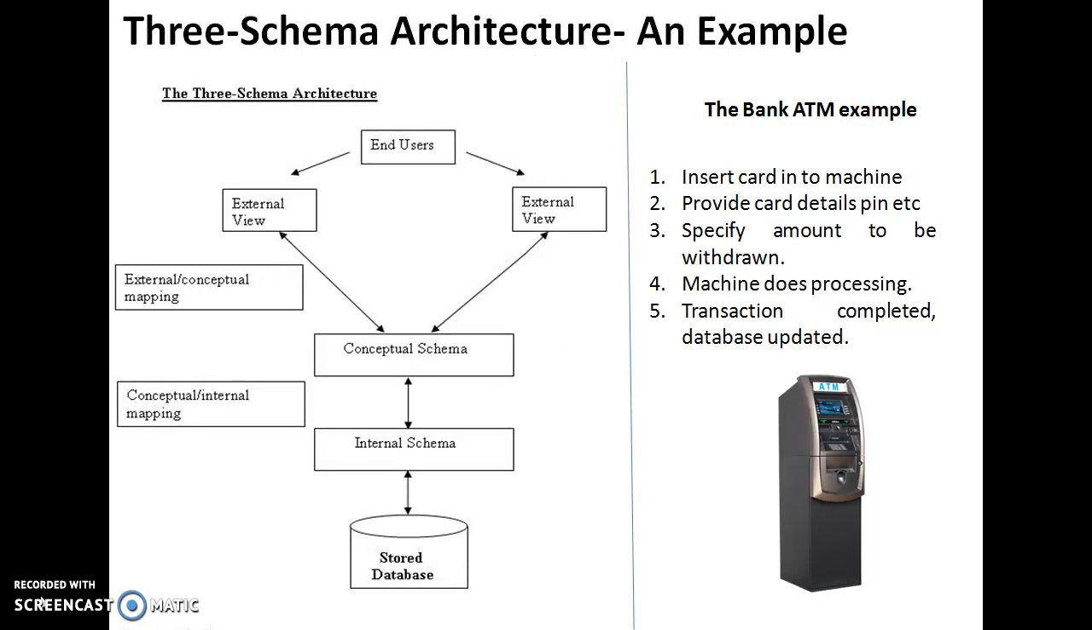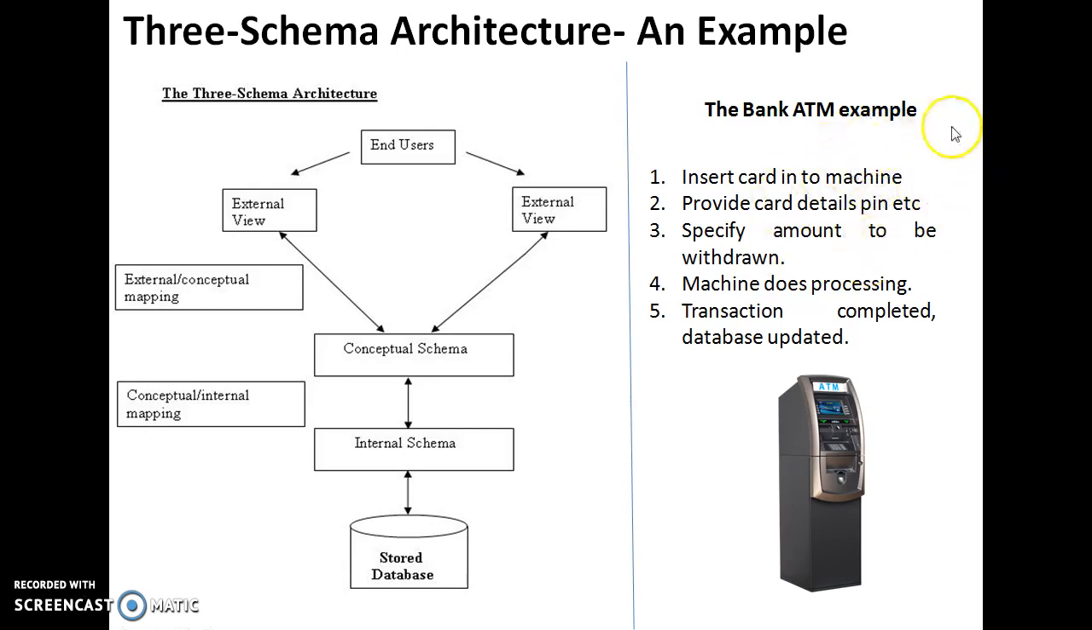Here in this diagram, the architecture can be seen which has three levels: the external level or view level, the conceptual level, and the internal level. We can use the word level or schema interchangeably.